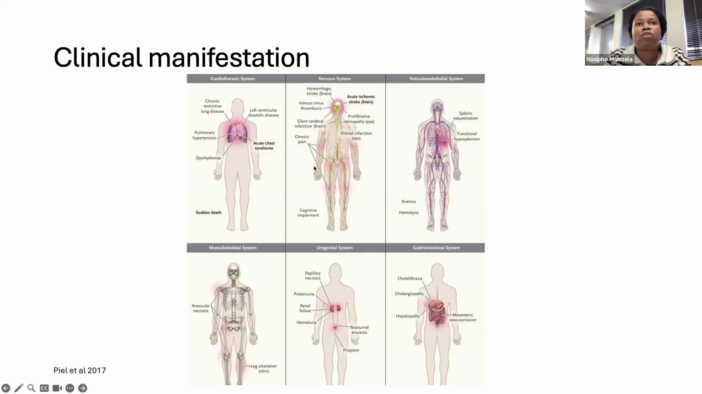These are some of the clinical phenotypes that are associated with sickle cell disease. However, in Africa, the most common one is stroke, and the other one is kidney dysfunction. Most of our patients have stroke, they have kidney dysfunction. Some of them have leg ulcers.